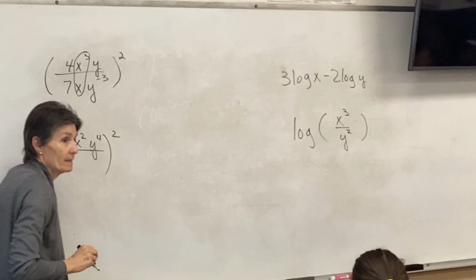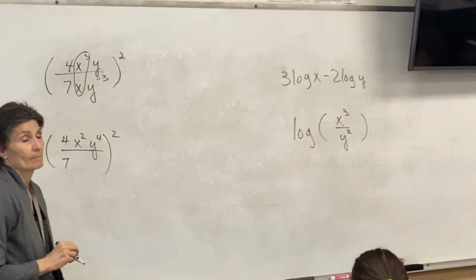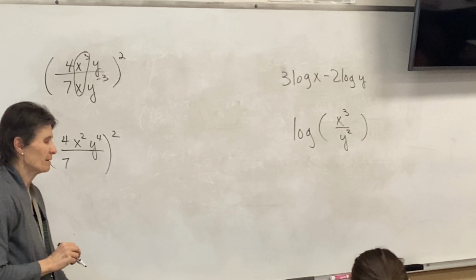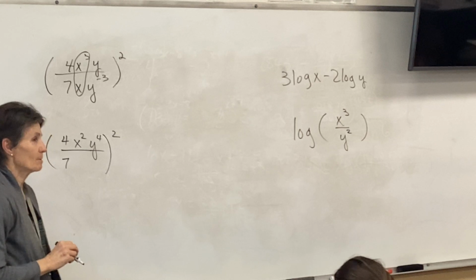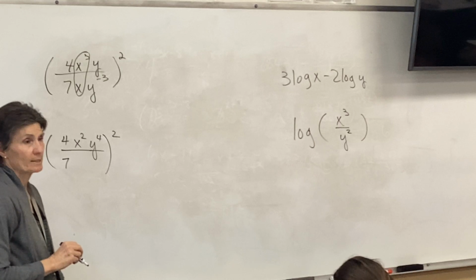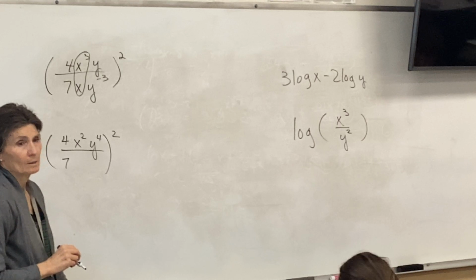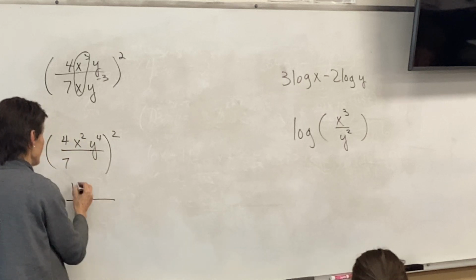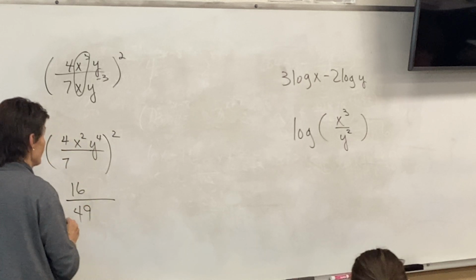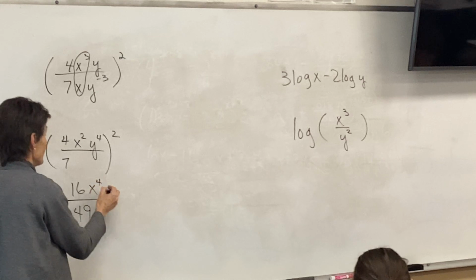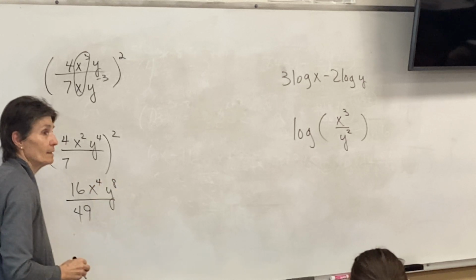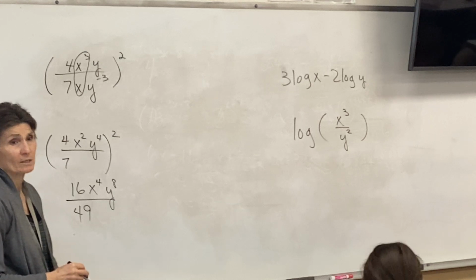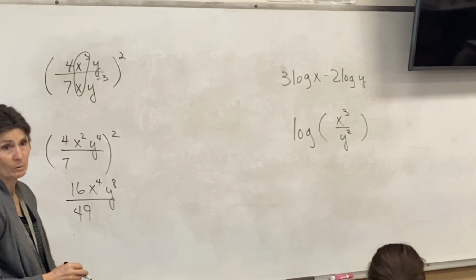Now, she isn't done. Are you with her so far? You might not have done it this way, and that's okay, but she's right. And then she still has to do what now? Distribute. Square everything. So that includes the 4 and the 7. x to the 4, y to the 8. Remember, we never square exponents, we multiply them. We multiply them.